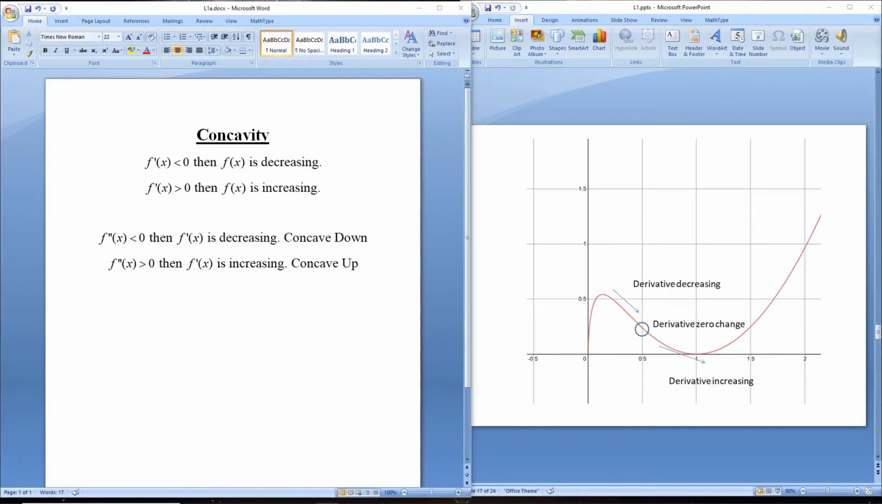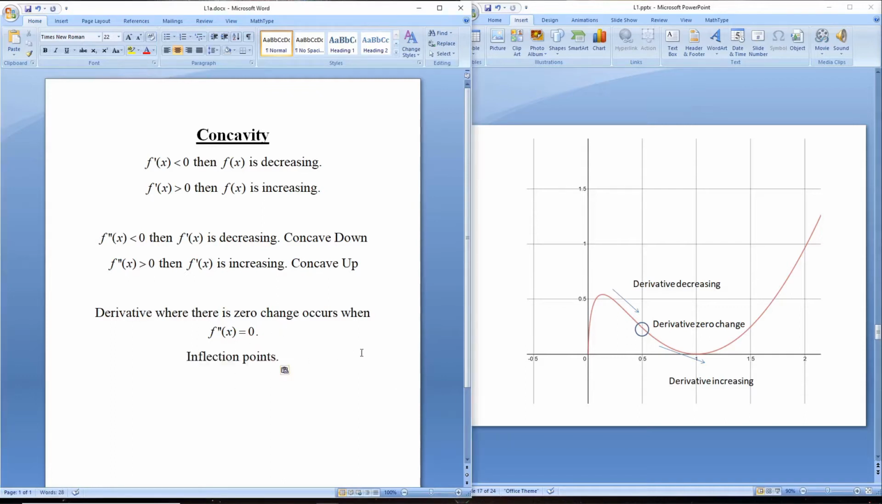And let me just paste that over here. So the derivative where there is 0 change occurs, so the derivative right here where there's 0 change, this is where the second derivative is 0. Remember, we're going from negative to positive numbers, so this point here must be where the second derivative is 0. And then these points we call inflection points.